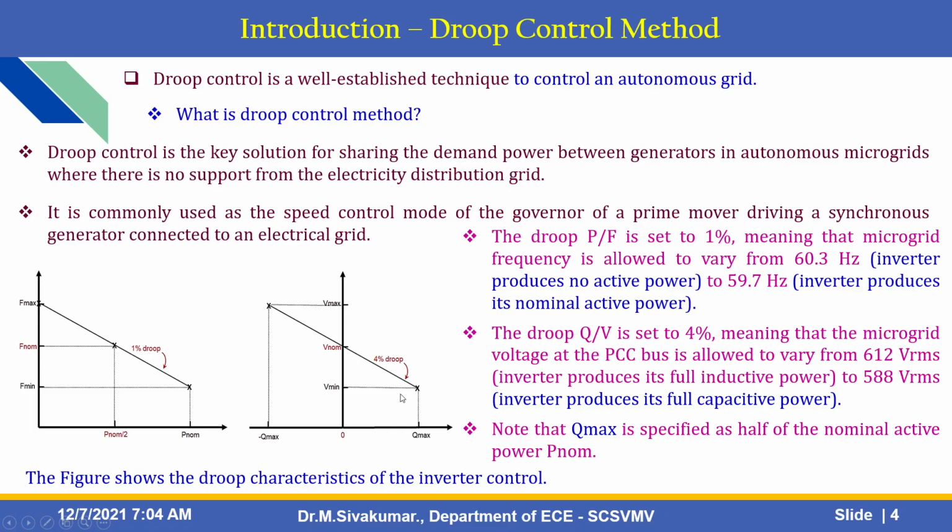The droop Q/V is set to 4%. The next diagram shows that with the droop Q/V set to 4%, the microgrid voltage at the PCC bus, that is the point of common coupling bus, is allowed to vary from 612 VRMS, where the inverter produces full inductive power, to 588 VRMS, where it produces full capacitive power. Note that here Q max is specified as half of the nominal active power, P nom.